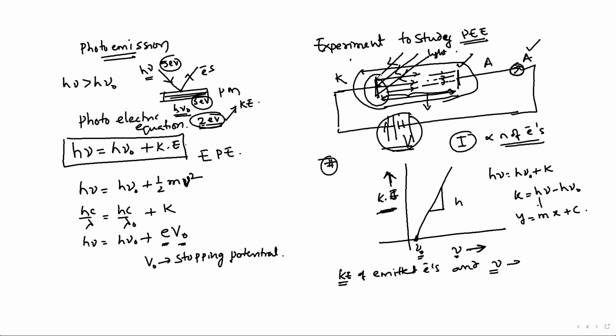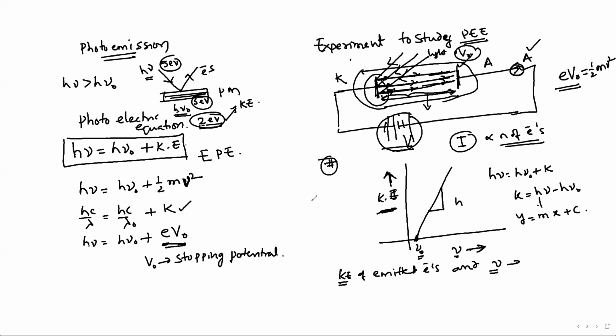Generally, the electrons released from the cathode have some kinetic energy. With this kinetic energy, these electrons can reach the anode. Suppose I apply a negative potential here; at some potential, the electrons will be stopped. That potential is called the stopping potential. That is eV naught, and this eV naught is equal to the kinetic energy of emitted electrons.